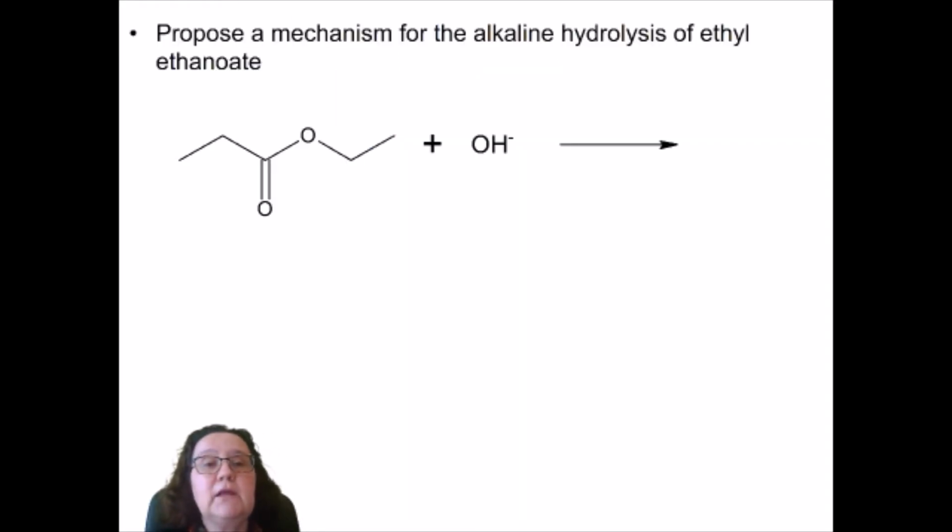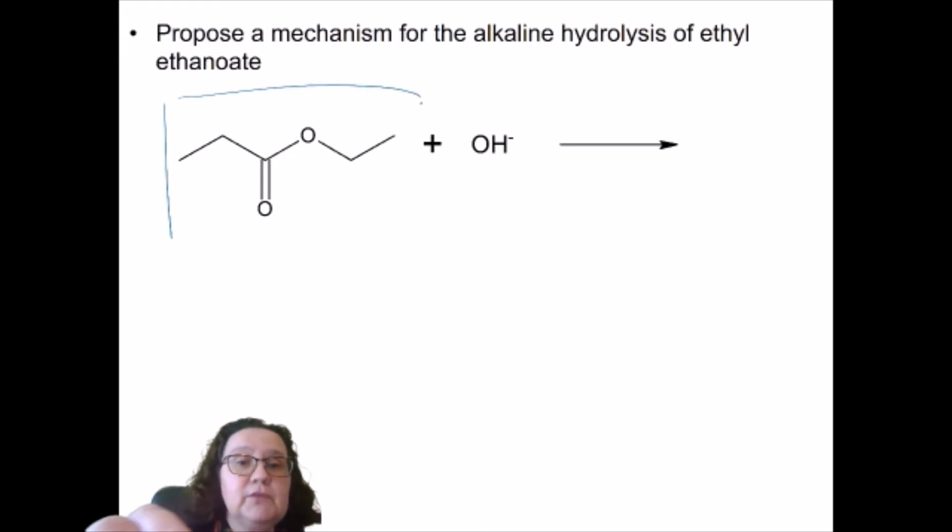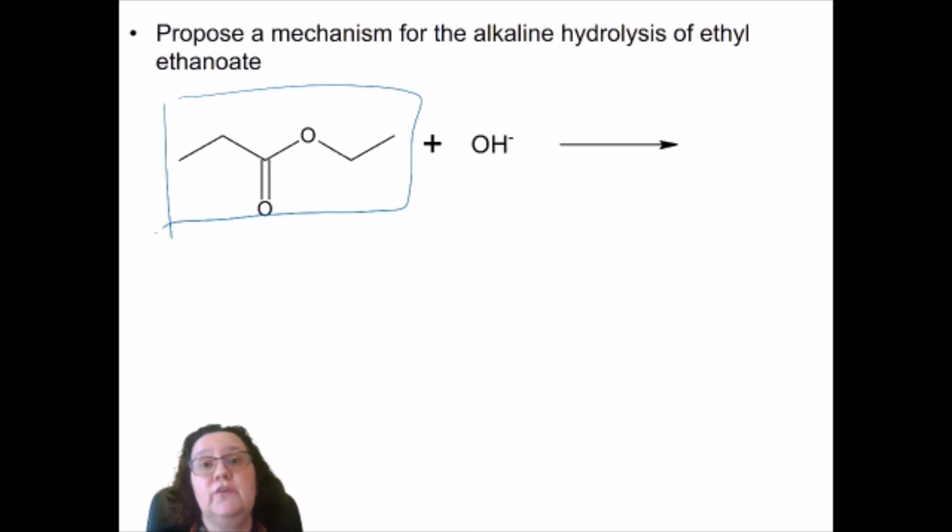So I'm going to ask you to stop the video right now and have a go at proposing a mechanism for the alkaline hydrolysis of ethyl ethanoate. So how would you make ethanoic acid, acetic acid, by starting with ethyl ethanoate, which is this compound here, and in the presence of a base. So please stop the video now.